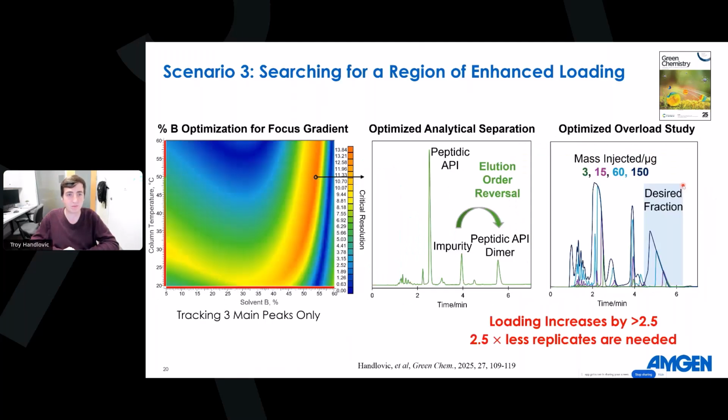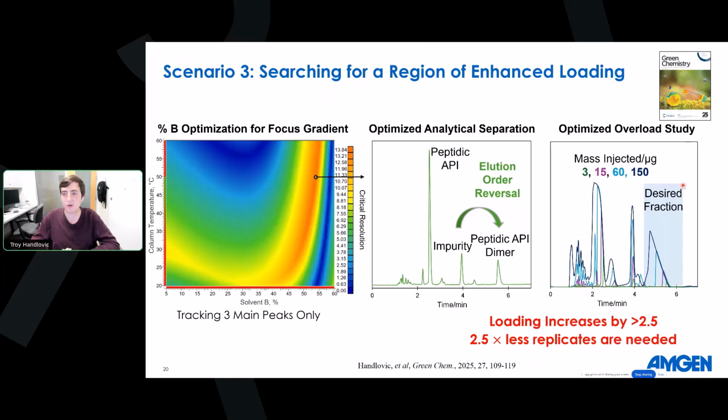So what we did is build a focused gradient, and through adjusting the method on the model using our computer assisted method development, we saw that the model said that we don't actually have to run a full 5 to 95% gradient as we were doing in our screening protocol. And instead, we could run a very shallow 54 to 56.5% organic gradient. And if we run that very shallow gradient, we could reverse the peak order of the impurity and the dimer and put the dimer all the way to the right by itself.